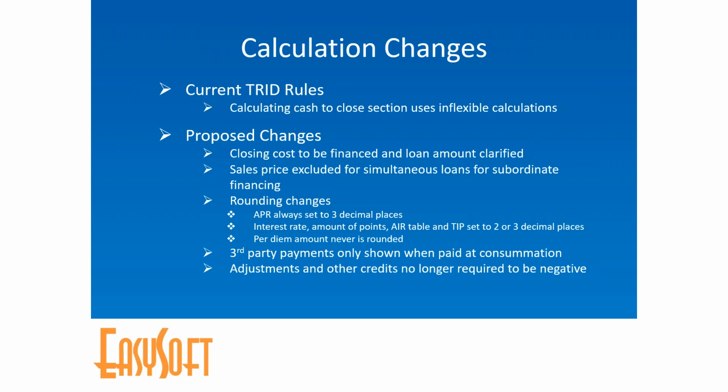Additionally, there are a variety of small changes being made, ranging from rounding changes for specific lines or sections of the closing disclosure to when third-party payments are shown, and changing the rule which has required the adjustments and other credits to be negative on the form. That's just the tip of the iceberg. Many other changes are being considered that apply to the lender side of the TRID specifically.